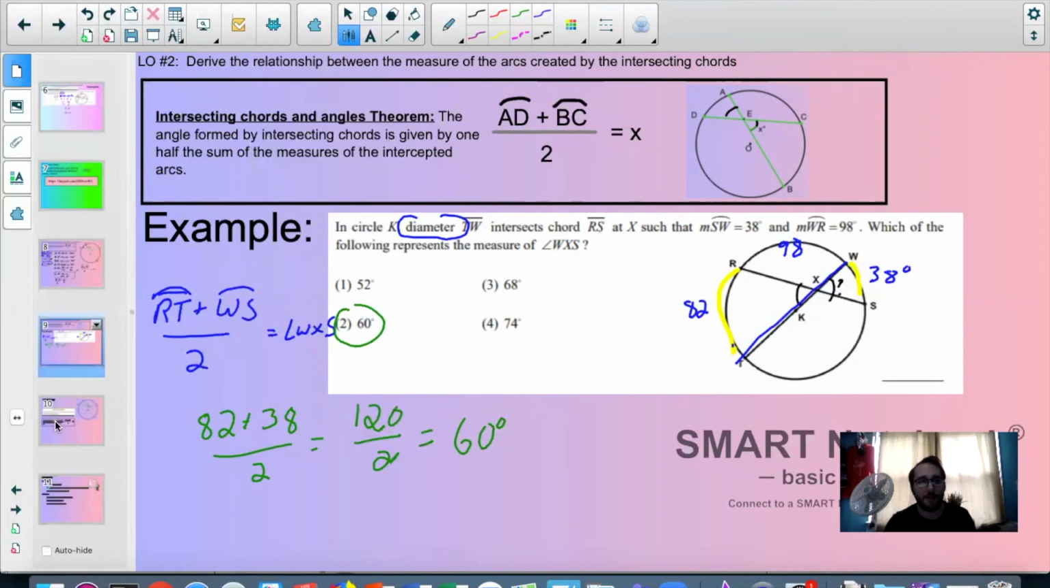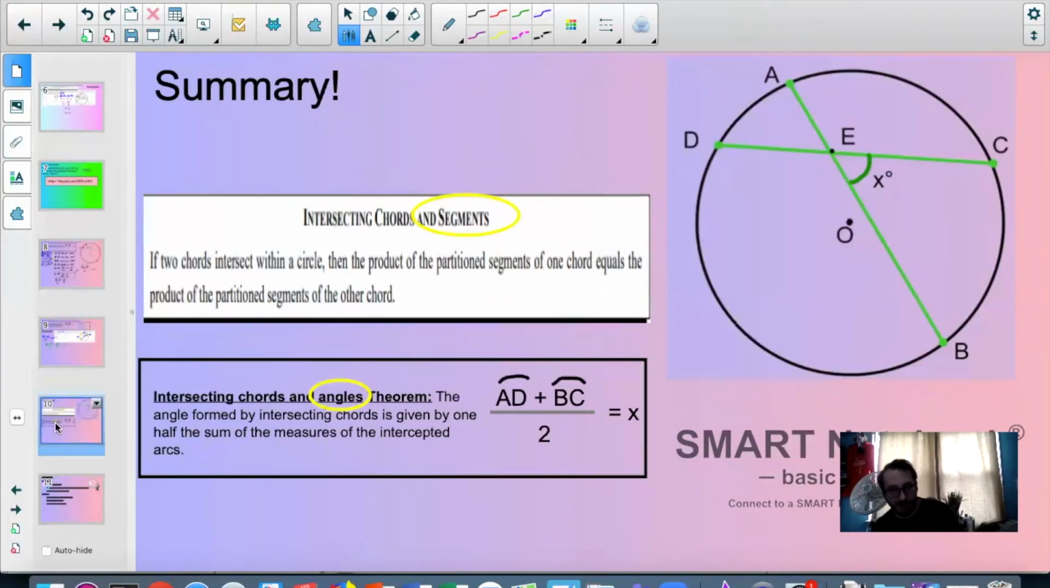Okay? So just a quick summary. We learned 2 things today. In general, we learned about intersecting chords. More specifically, we learned about a relationship between the segments, right? The partitioned parts of the segments. When you multiply them, they equal each other. So for example, AE times BE equals DE times CE. And then lastly, we also learned about intersecting chords in regards to the angles that they create and the arcs. So if you're looking for, let's say, angle X, right? These two are the same angle. They're opposite of this arc and this arc. So in this case, we could add up those 2 arcs and divide by 2 to get us those angles.